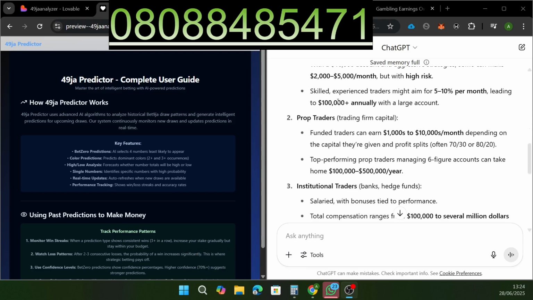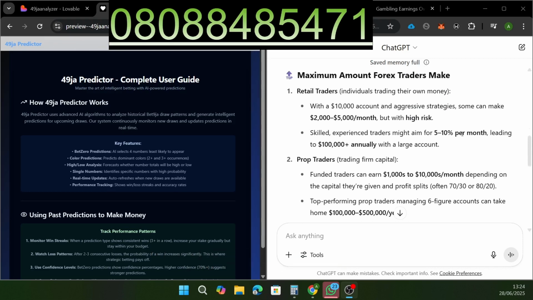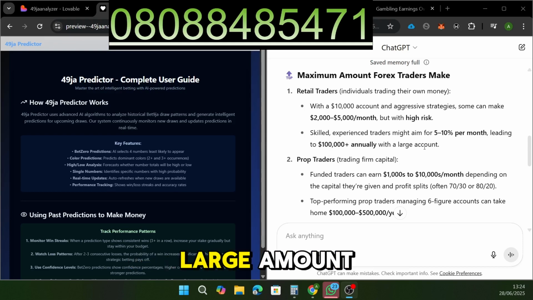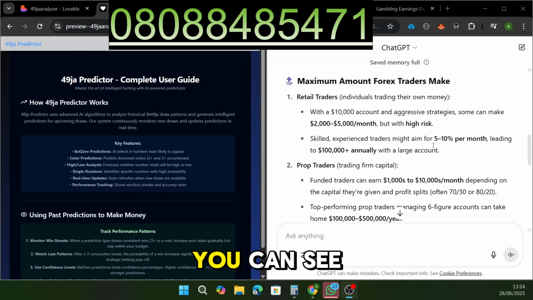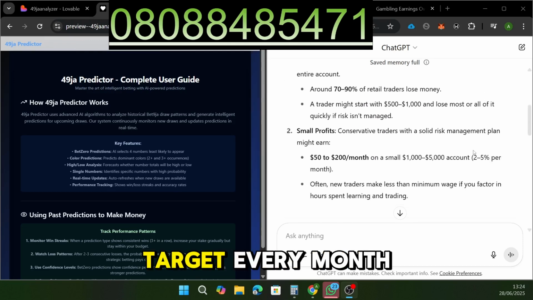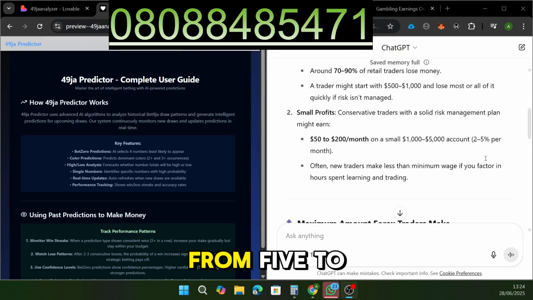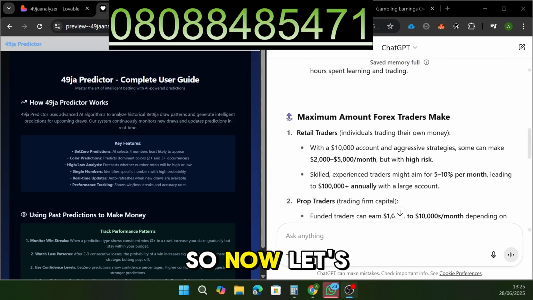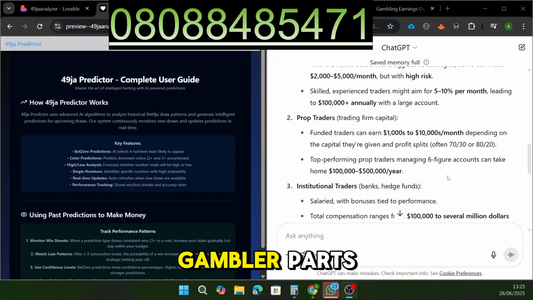So let's go down. A skilled, experienced trader might aim for 5 to 10% per month, leading to $100,000 annually with a large amount. So basically, you can see the amount traders target every month is from 5 to 10% every month. So now let's go down to the gambler part.